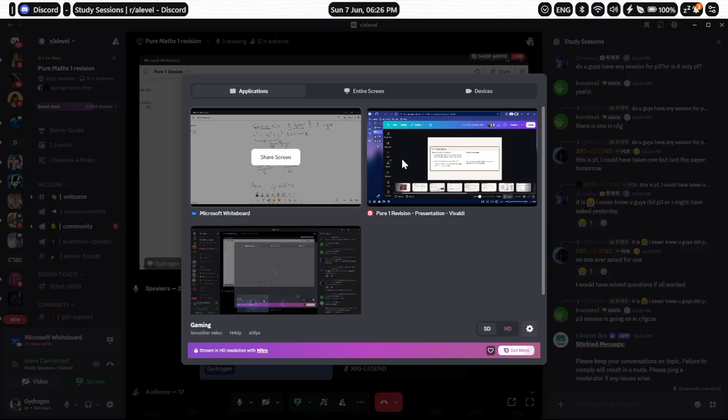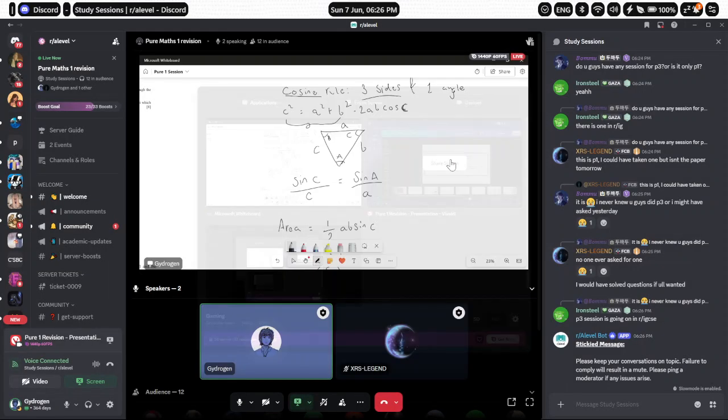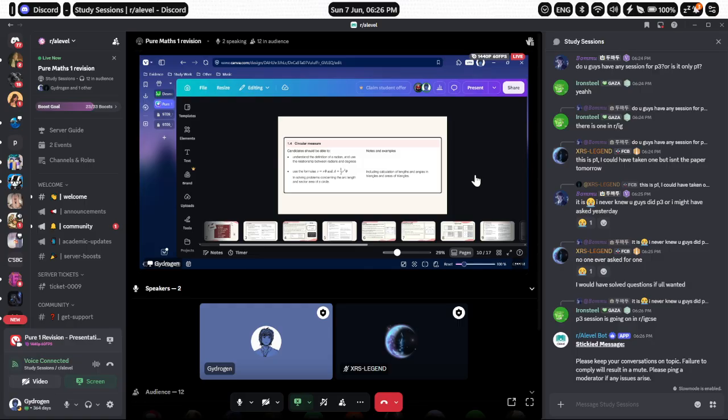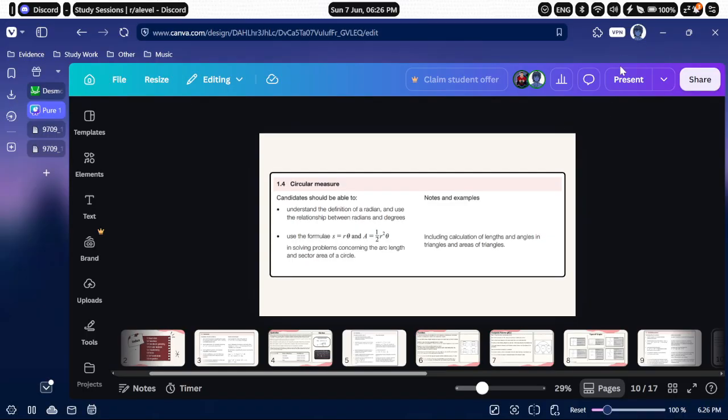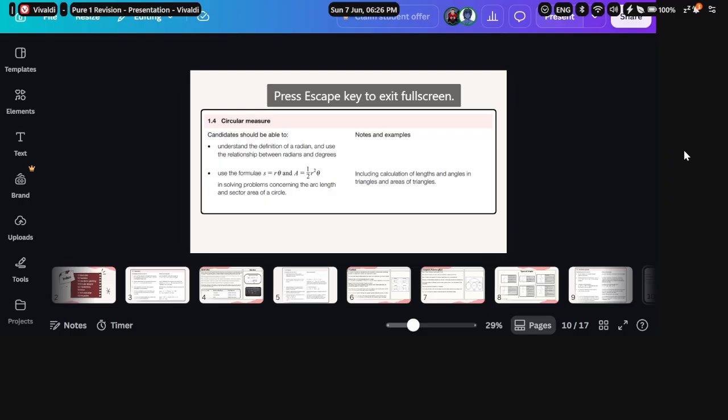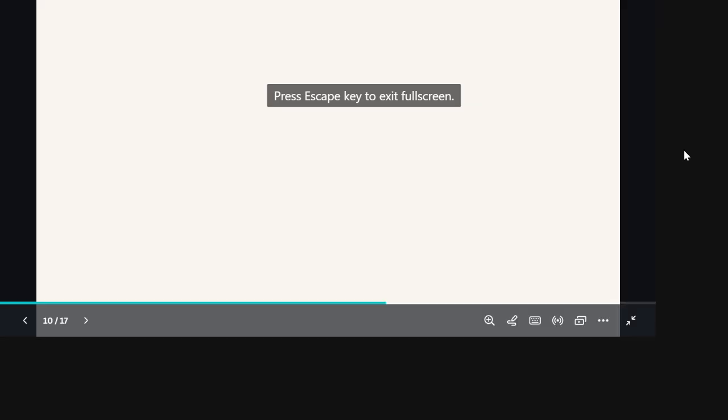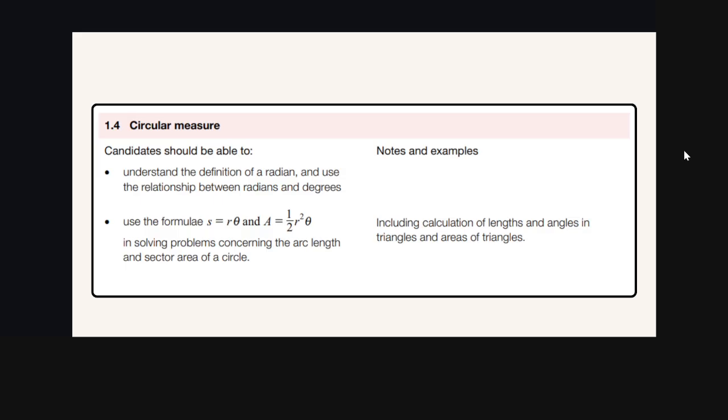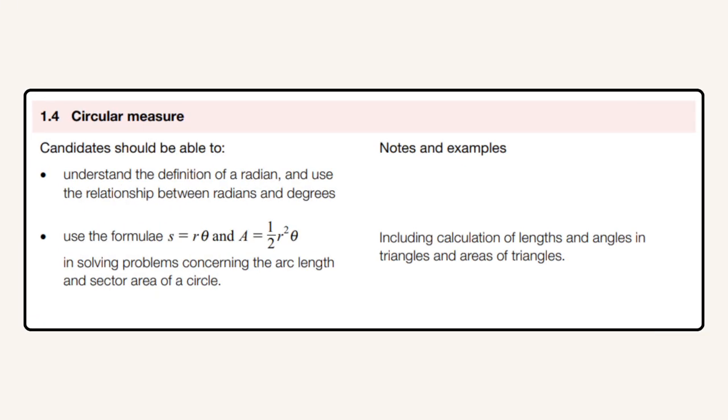Okay, now let me switch my screen again. Okay. Wait, is my screen visible? Yeah, the presentation is visible. Now moving on.